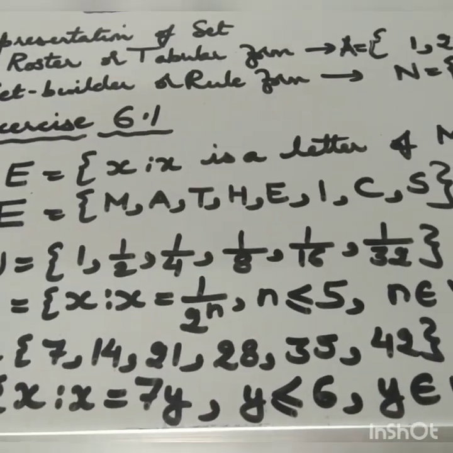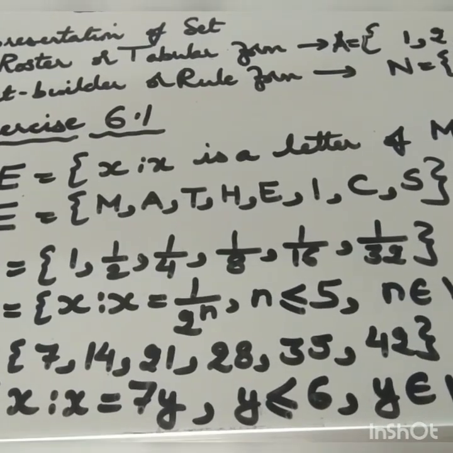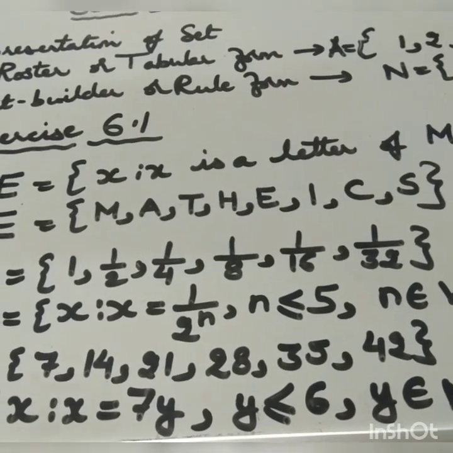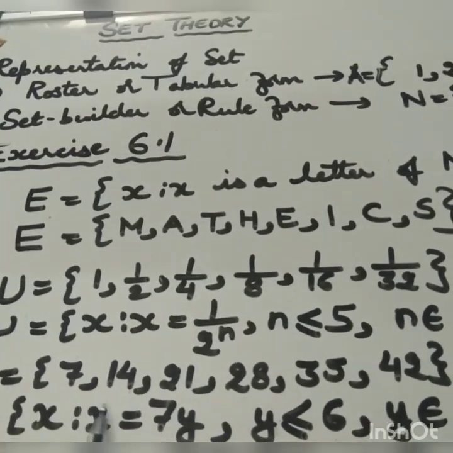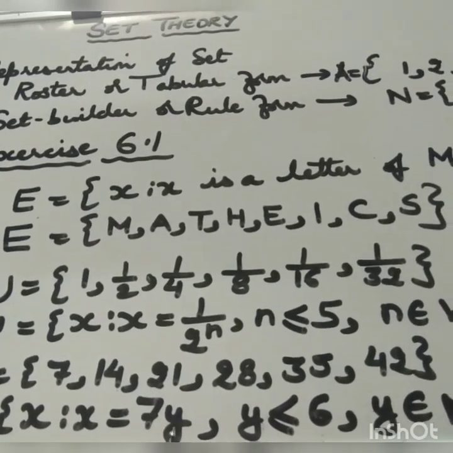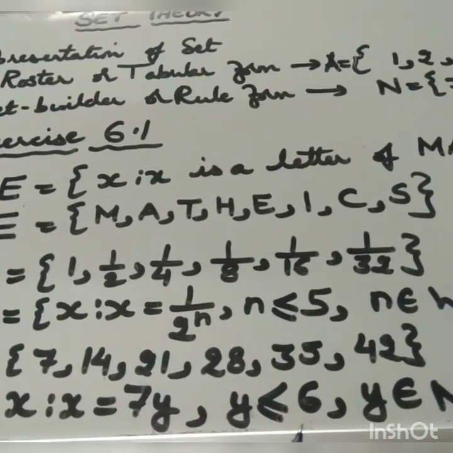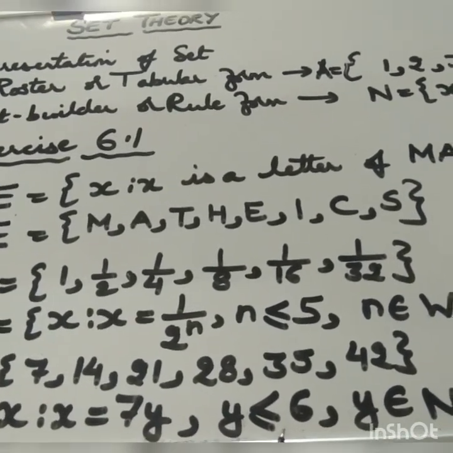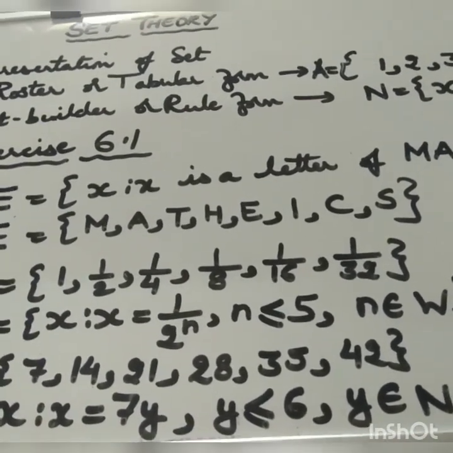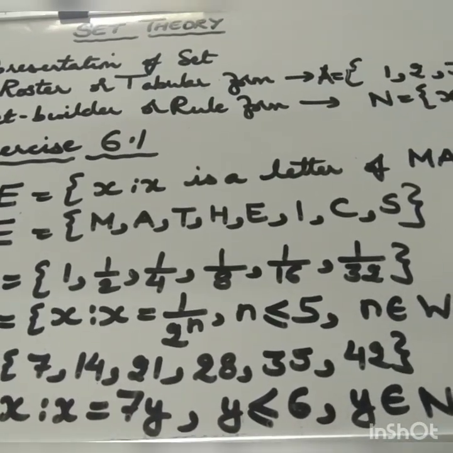Now question number E is simply the multiplication table 7, 14, 21, 28, 35, 42 up to 42. So x such that x is equals to 7y. Y, 7 into 1, 7 into 2, like that, where y is less than equals to 6. That means all the multiples of 7 up to 7 sixes are 42, where y belongs to n. This is how we write them in set builder notation.